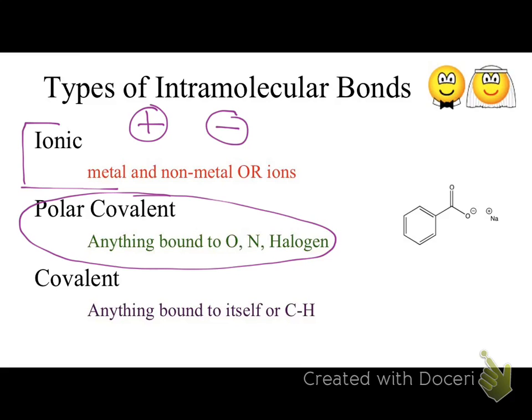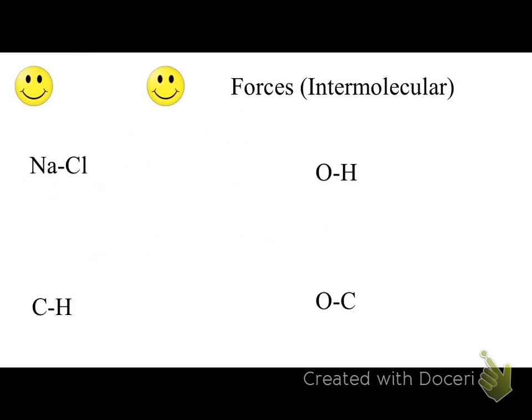Okay? Questions about the bonds? Okay. What bonds are in each of these? Sodium chloride is what type of bond? We get ionic. How do we know it's ionic? We've got a metal and a non-metal. Good call. Carbon, hydrogen.